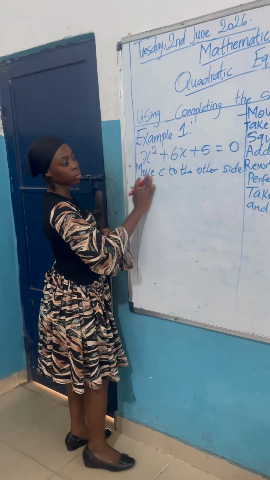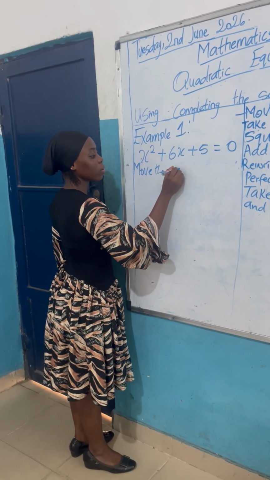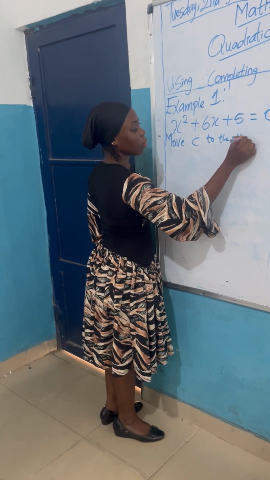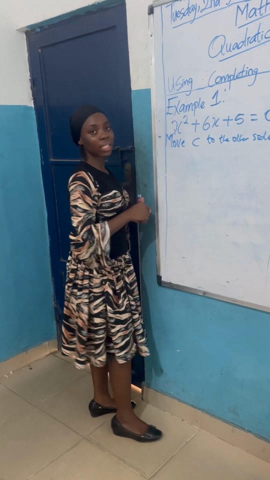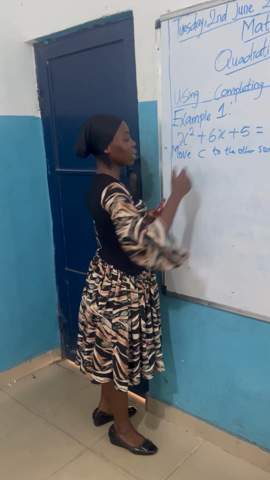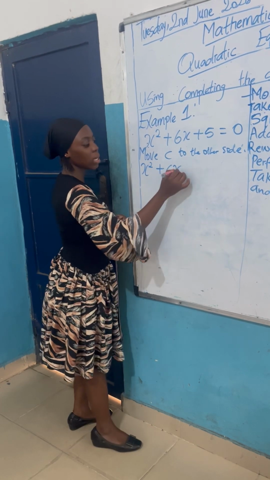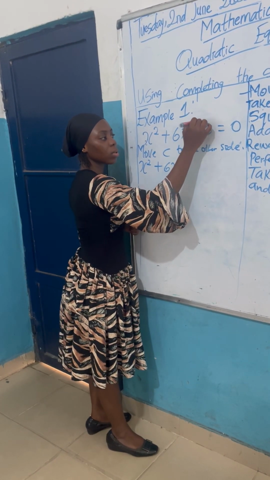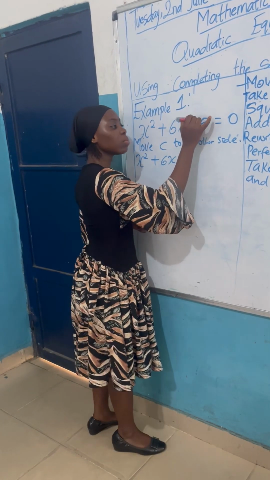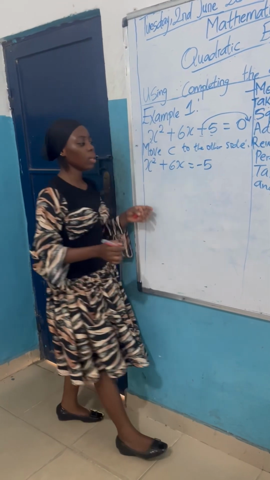Sorry, not the coefficients. Okay, move c. In this case, this is our c because we have a, b, and c. So we move this to the other side. Let's write back our equation. x squared plus 6x equals, if you are moving this plus, because this plus and 5 are one family, they are together, if you are moving this plus to the other side, it will change to minus, then the 5. Now this is the first step.